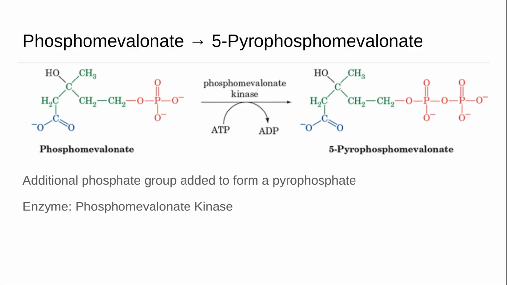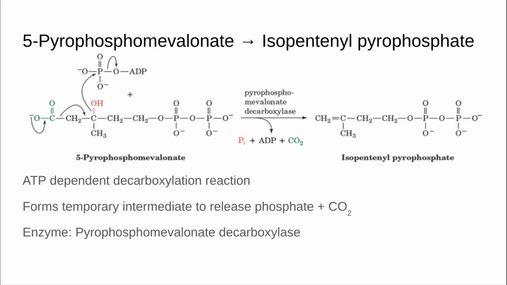Another phosphate group is then added to phosphomevalonate through phosphomevalonate kinase, and that forms 5-pyrophosphomevalonate. 5-pyrophosphomevalonate is then converted into isopentenyl pyrophosphate, and this is actually an ATP-dependent decarboxylation reaction, and a temporary intermediate is formed, which gives off a phosphate group as well as carbon dioxide.